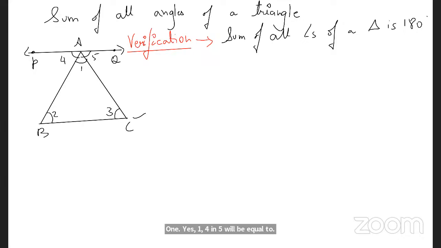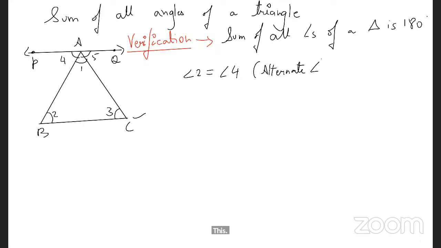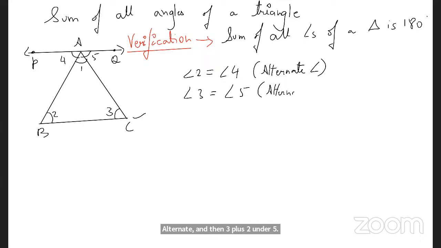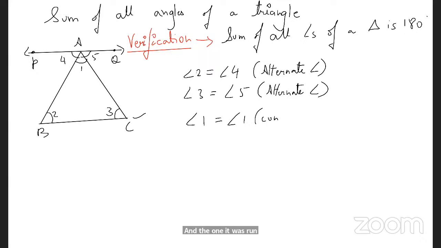Angle 5 and 3 are alternate. Angle 4 and 2 are alternate. Very good. So, angle 2 will be equal to angle 4, alternate angles. Angle 3 equals angle 5. This is also alternate angles. And angle 1 equals angle 1. Why am I doing this? Because this is common in both.